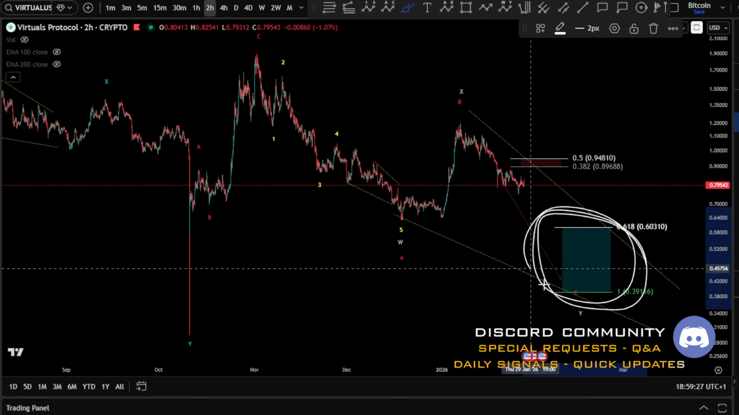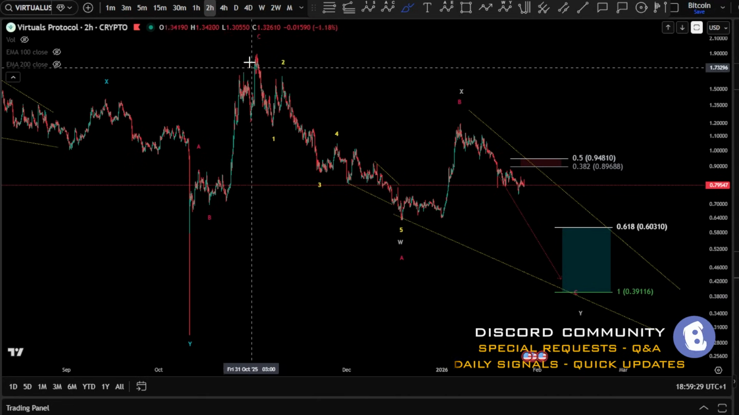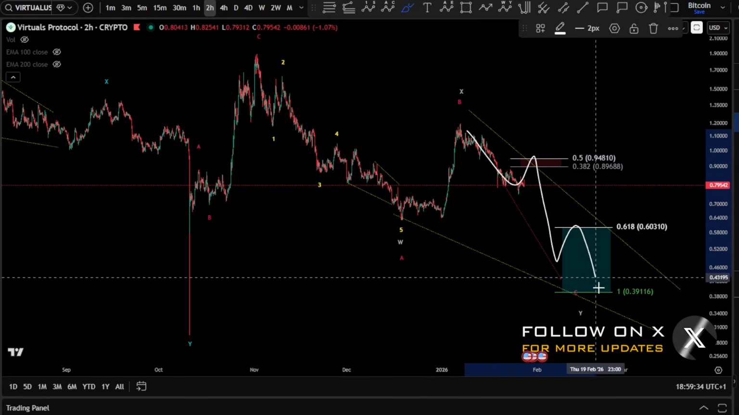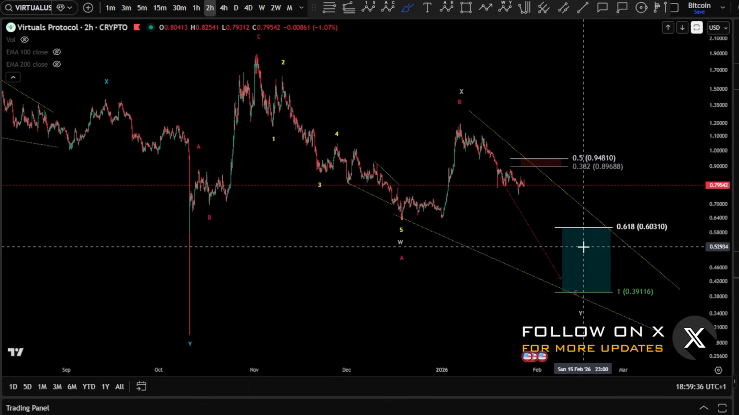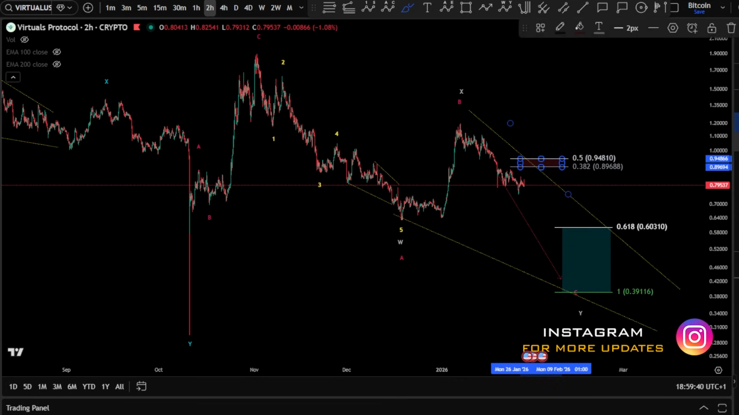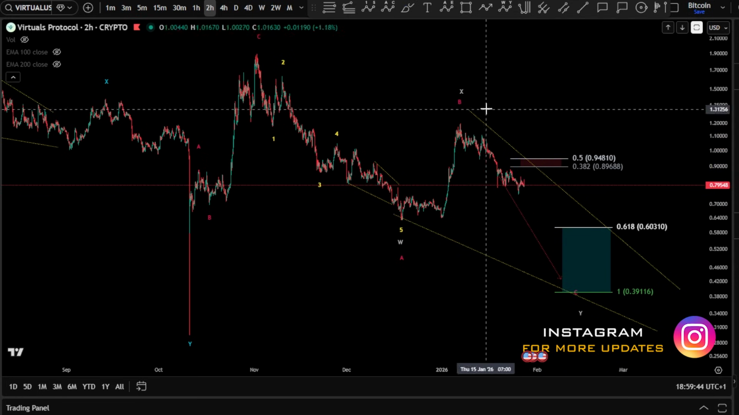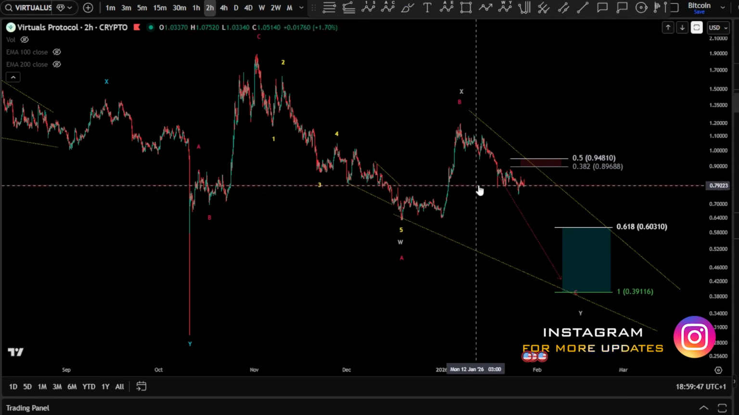This is our target, the blue box. Yeah, so the 1 to 1 fib level taken from the A to the B to the C. 1, 2, 3, 4, and a 5. So this is the highest possibility here that I'm expecting, of course, for this scenario in Virtuals. Yeah, I don't see yet, of course, a possibility to push for higher yet.